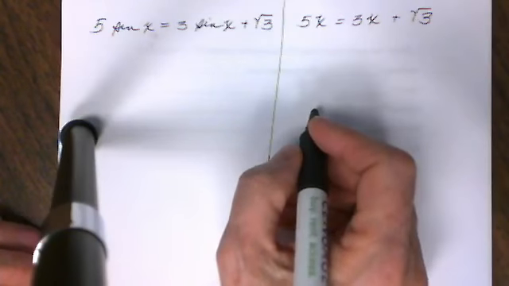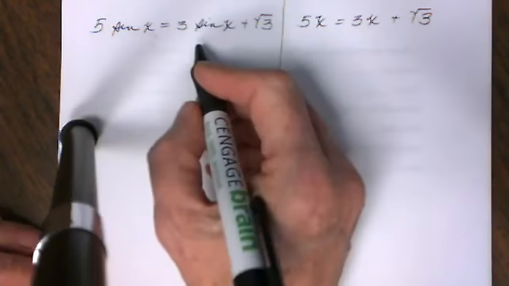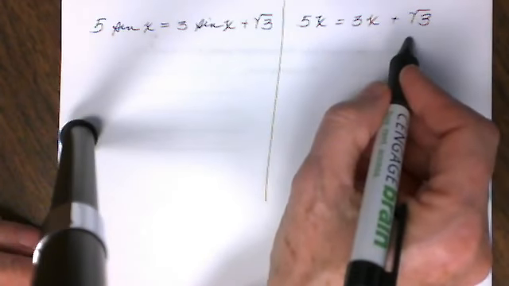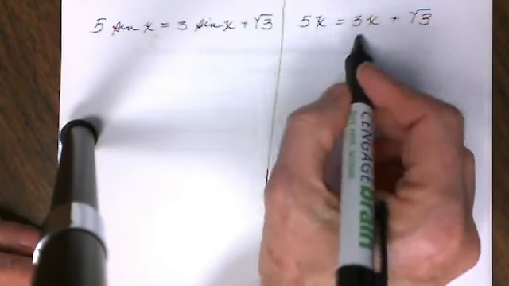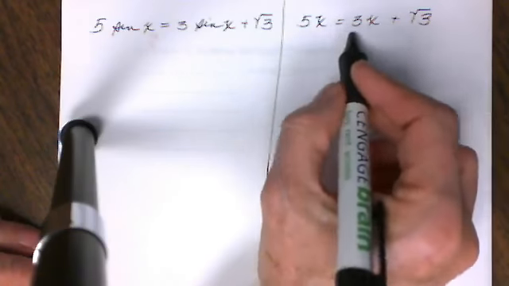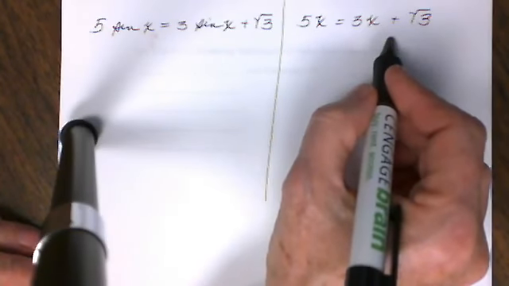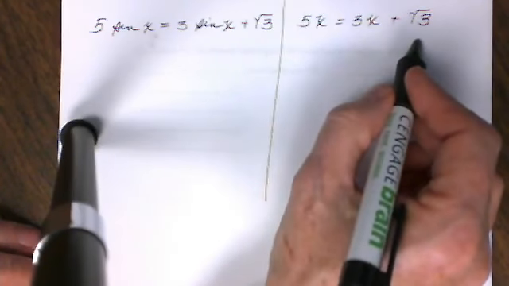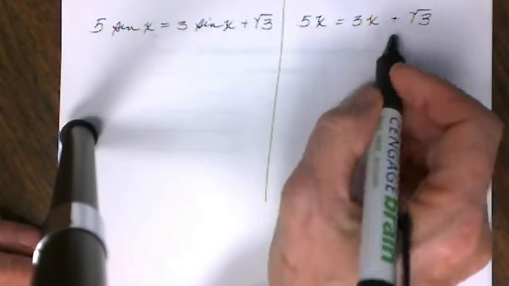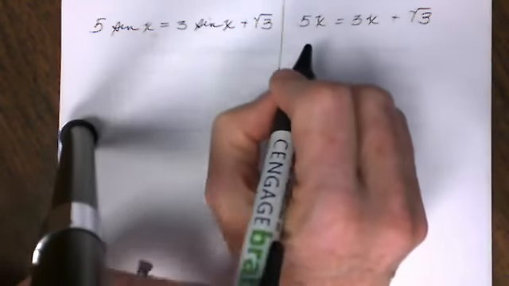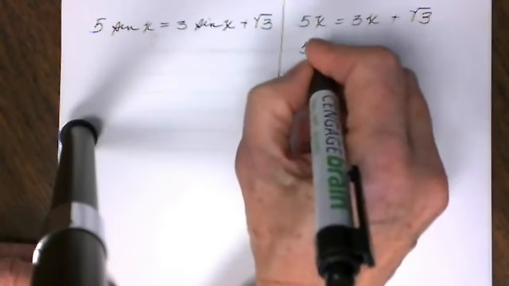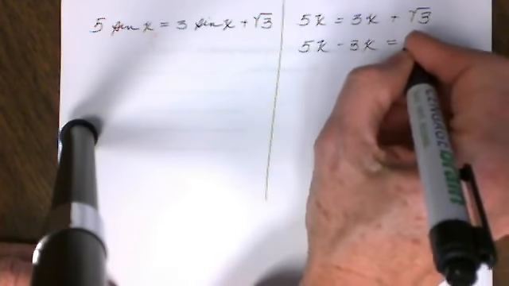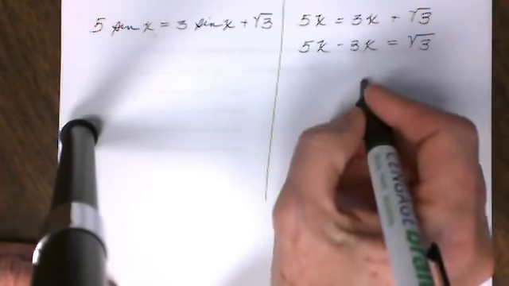This equation in trigonometry is very similar to this equation in algebra class. If I were back in algebra class right now and looking at this equation, I would try to get the x's on one side of the equation and the plain numbers on the other side. I'm going to subtract 3x from both sides of this equation, and that will give me 5x minus 3x is equal to the square root of 3.